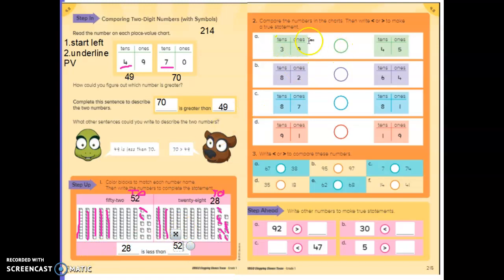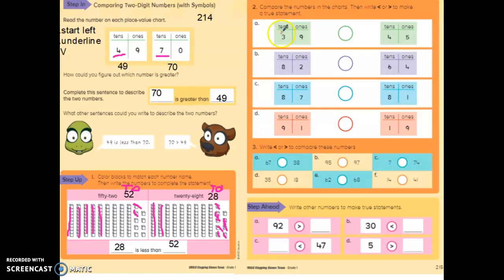Number 2, we're going to use the symbols to make it true. They didn't draw the picture for us over here, but we can draw it in the space, or we can look at the place value first. So I'm going to start in the 10s. 3 10s. 4 10s. Draw your symbol to match. Well, I know that 4 10s is greater than 3 10s. So I'm going to make my alligator eat the bigger number. 39 is less than 45. We're going to do the same thing for the rest of those.